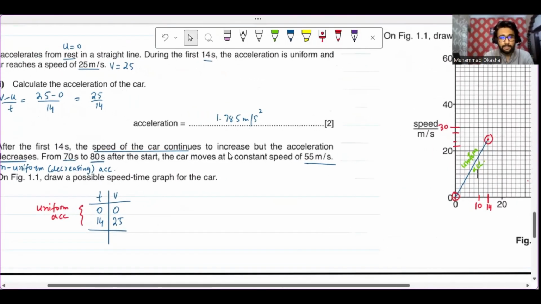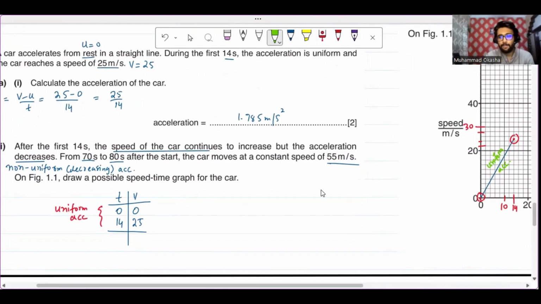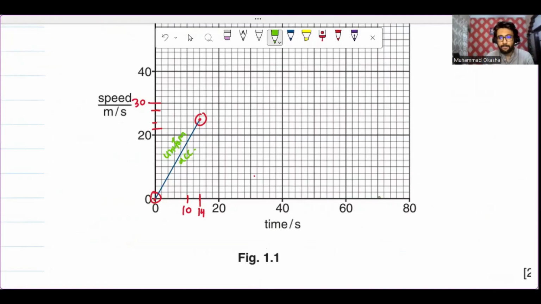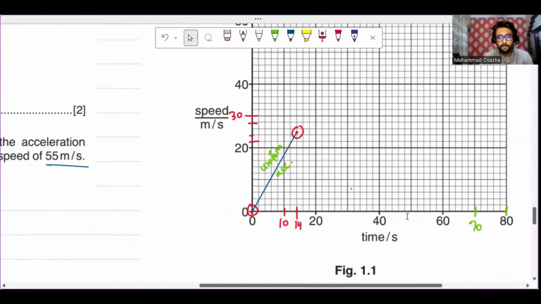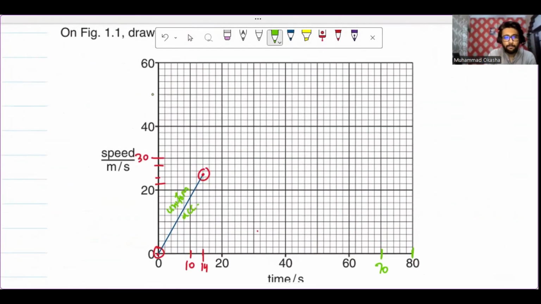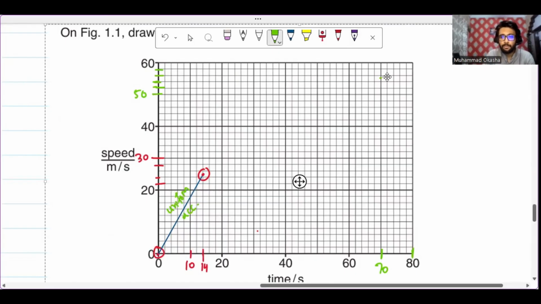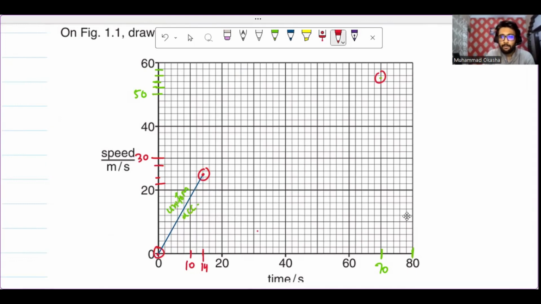Afterward, there is a decreasing acceleration. And from 70 seconds to 80 seconds, where is 70? 60, this is 70, and this is 80. So between 70 and 80, this is a constant speed of 55 meters per second. This should be 40, this should be 50. And 52, 54, 56, 58, and 60. So 55 should be somewhere over here. Right? From this point onwards, there's a constant speed, and by constant speed, I mean there's going to be a straight line between these 2 points, like that.